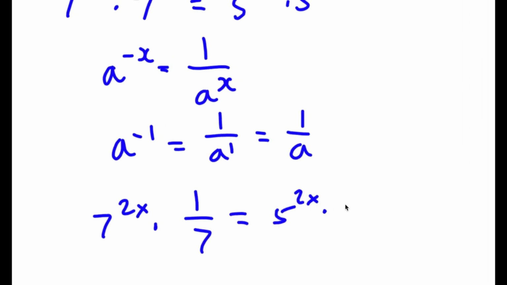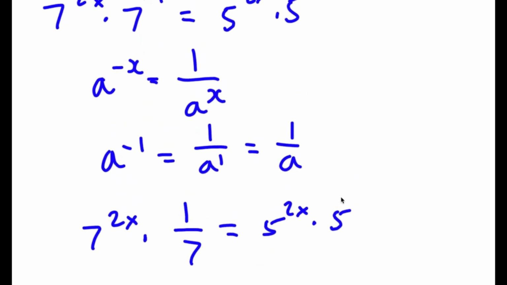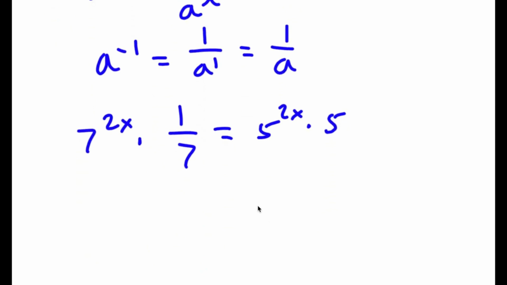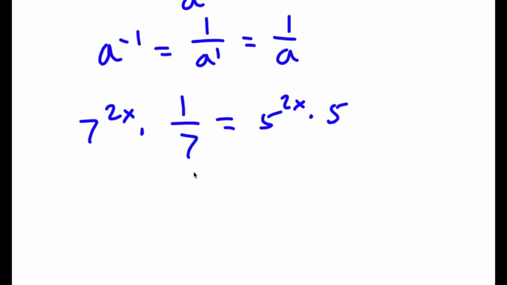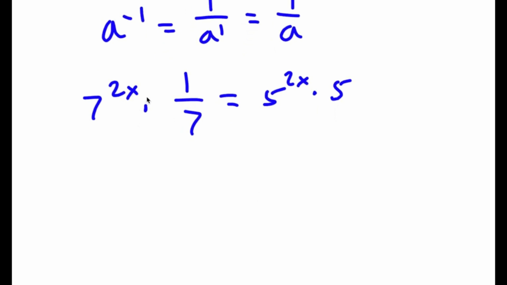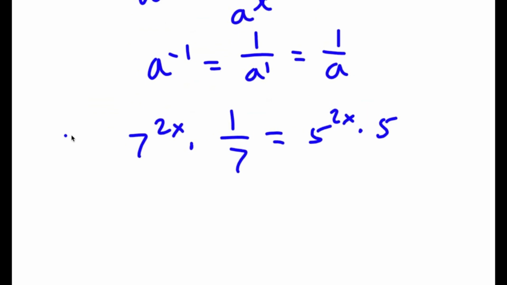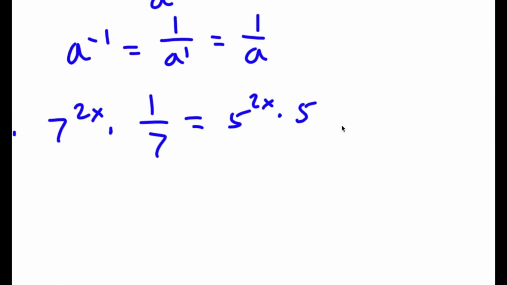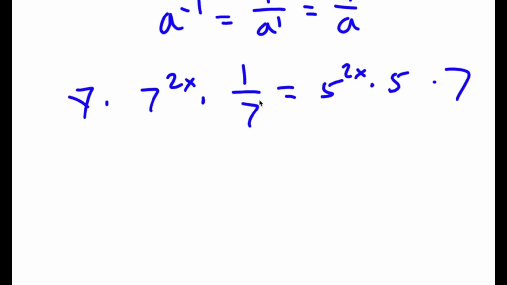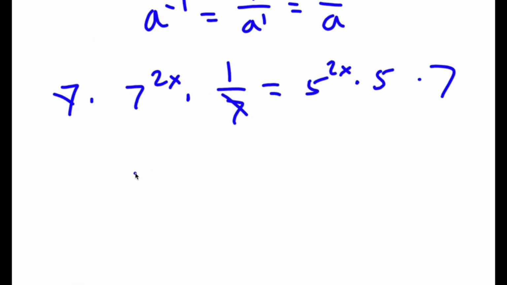Now this is equal to 5 to the power of 2x times 5 to the power of 1, which is simply 5. So now, if I multiply 7 to the power of 2x with 1 over 7, actually, now if I multiply by 7 on both sides, these two would cancel out because these two are reciprocals, and if you multiply two reciprocals, that simply equals 1. So I get 7 to the power of 2x is equal to 7 times 5 to the power of 2x times 5.